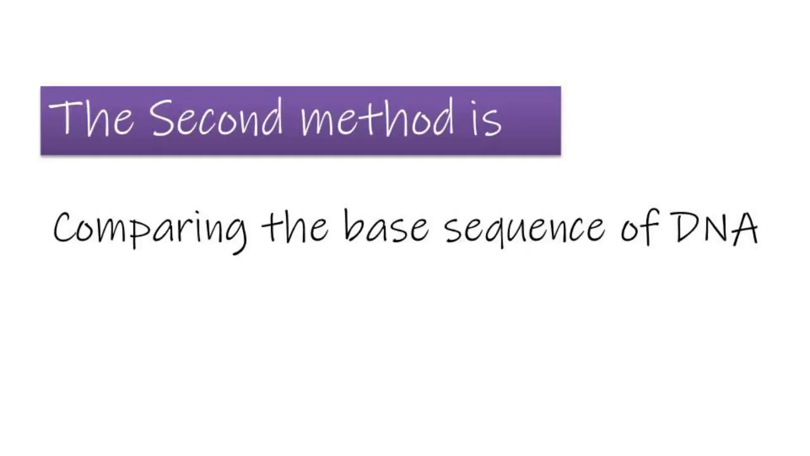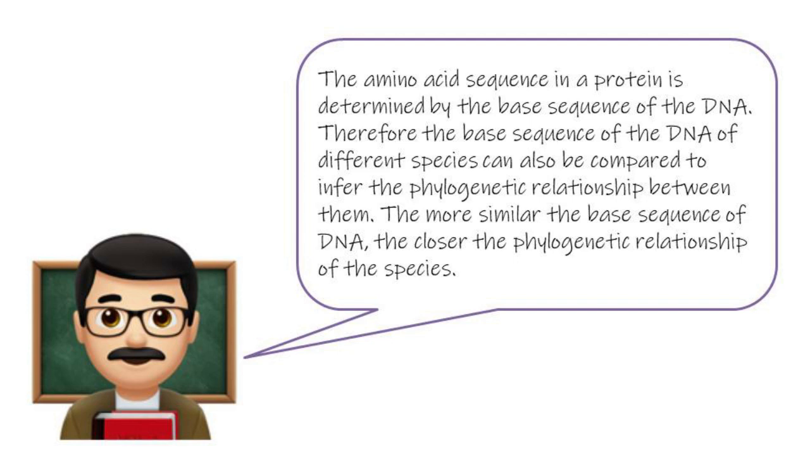The second method is by comparing the base sequence of DNA. The amino acid sequence in a protein is determined by the base sequence of the DNA. Therefore, the base sequence of the DNA of different species can also be compared to infer the phylogenetic relationship between them. The more similar the base sequence of DNA, the closer the phylogenetic relationship of the species.